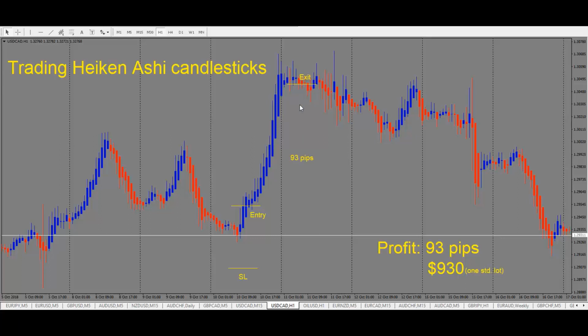From entry to exit here, we get 93 pips in our trade. So our profit is 93 pips or $930 if trading one standard lot.